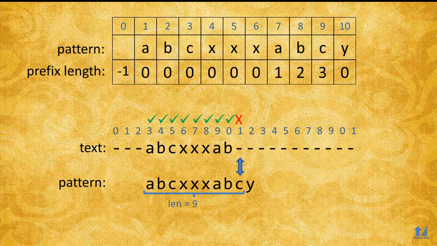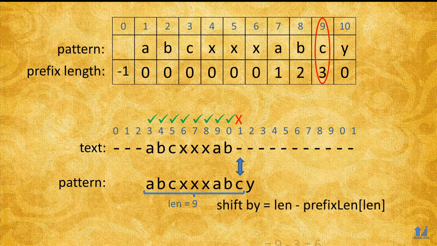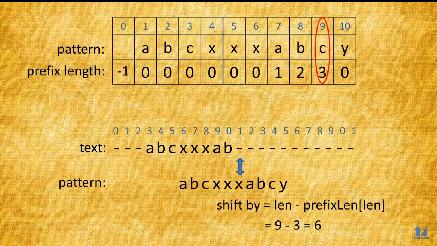So now we'll shift the pattern string forward by this formula. Take the length of the examined substring and subtract the corresponding value from the prefix length array. In this case, we shift by 6. Let's continue with this example for one more step.